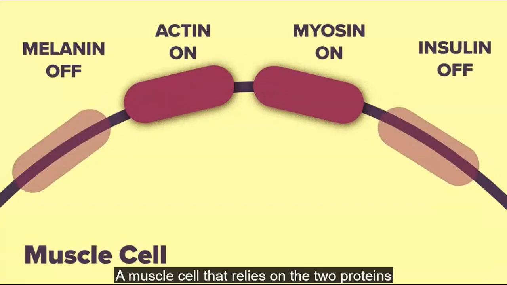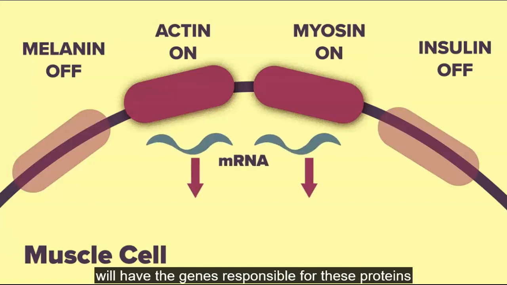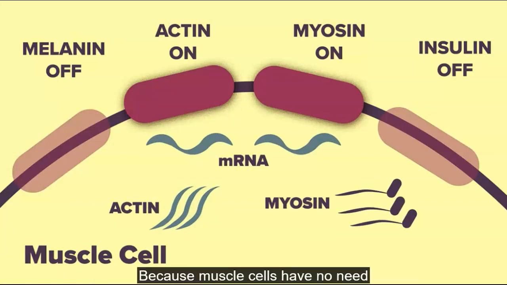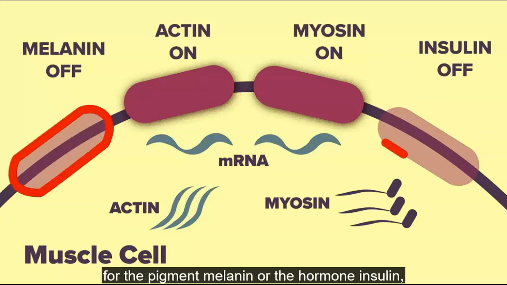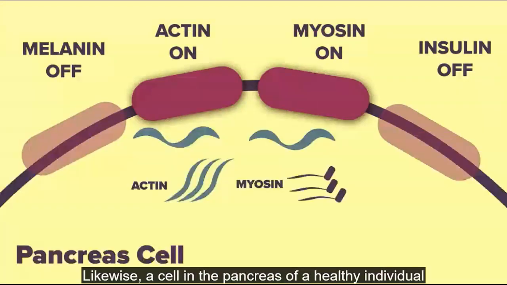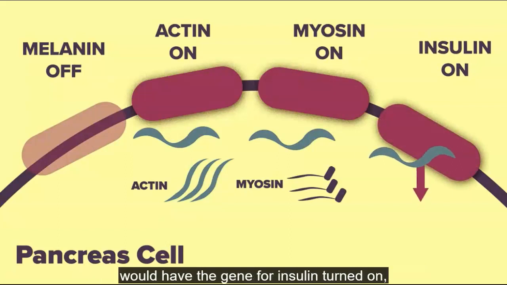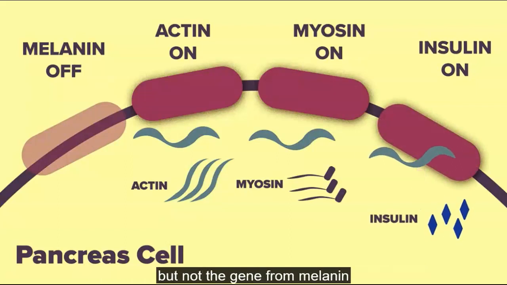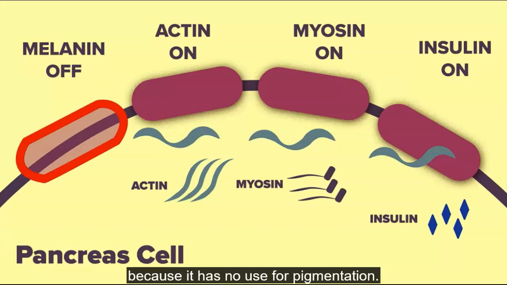A muscle cell that relies on the two proteins, actin and myosin, for contraction will have the genes responsible for these proteins turned on. Because muscle cells have no need for the pigment melanin or the hormone insulin, the genes for those are off. Likewise, a cell in the pancreas of a healthy individual would have the gene for insulin turned on, but not the gene for melanin because it has no use for pigmentation.